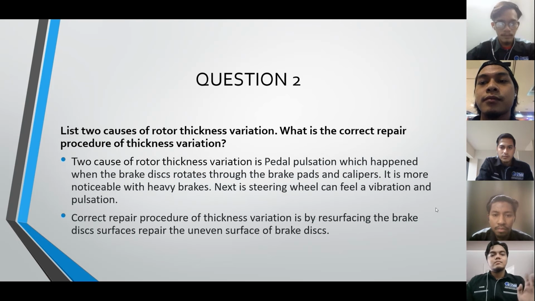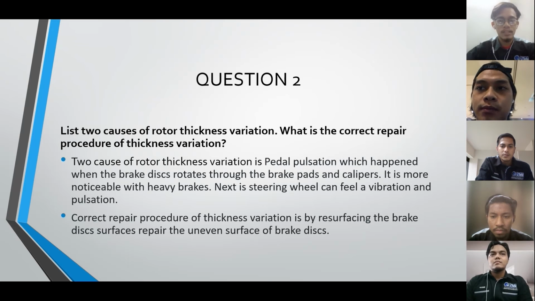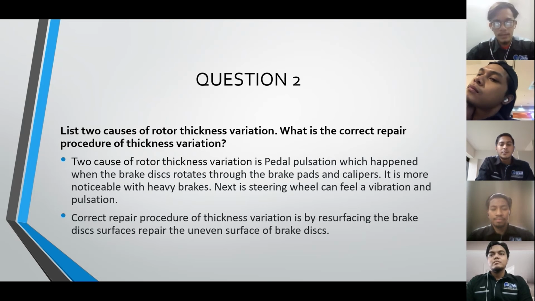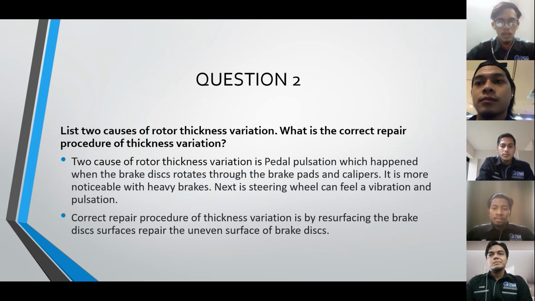For question 2, list two causes of rotor thickness variation. What is the correct repair procedure for thickness variation? Two causes of rotor thickness variation are pedal pulsation, which happens when the brake disc rotates through the brake pad and calipers. It is more noticeable when heavy braking is used.